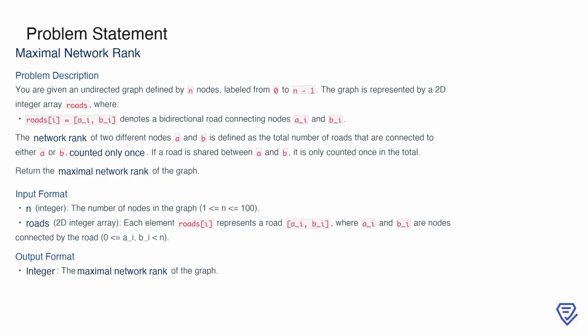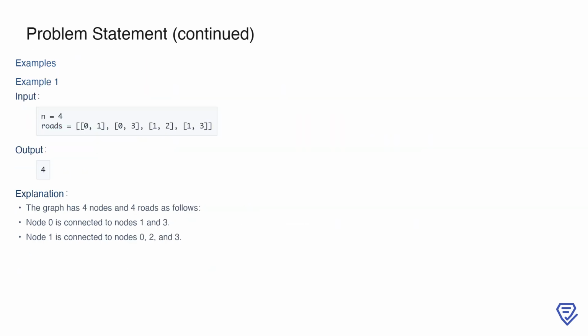Now, the concept of network rank comes into play. The network rank of two distinct nodes, say A and B, is defined as the total number of roads connected to either A or B. But there's an important detail: if a road is shared between the two nodes, it is only counted once in the total. Our goal is to calculate the maximal network rank, which is the highest network rank among all possible pairs of nodes in the graph. Let's look at an example to better understand this.